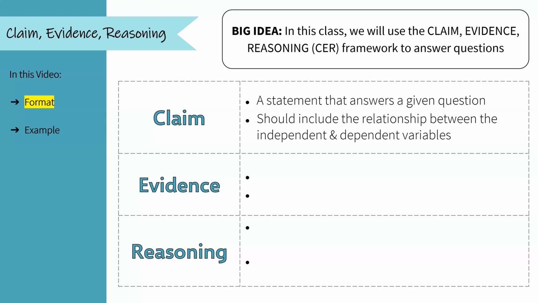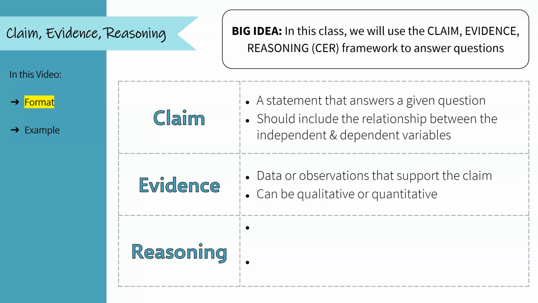The next thing we'll do is state some evidence. This is going to be data, maybe numeric data, or observations that support our claim. Something that we're citing that's showing that our claim is true. And again, this can be qualitative or quantitative.